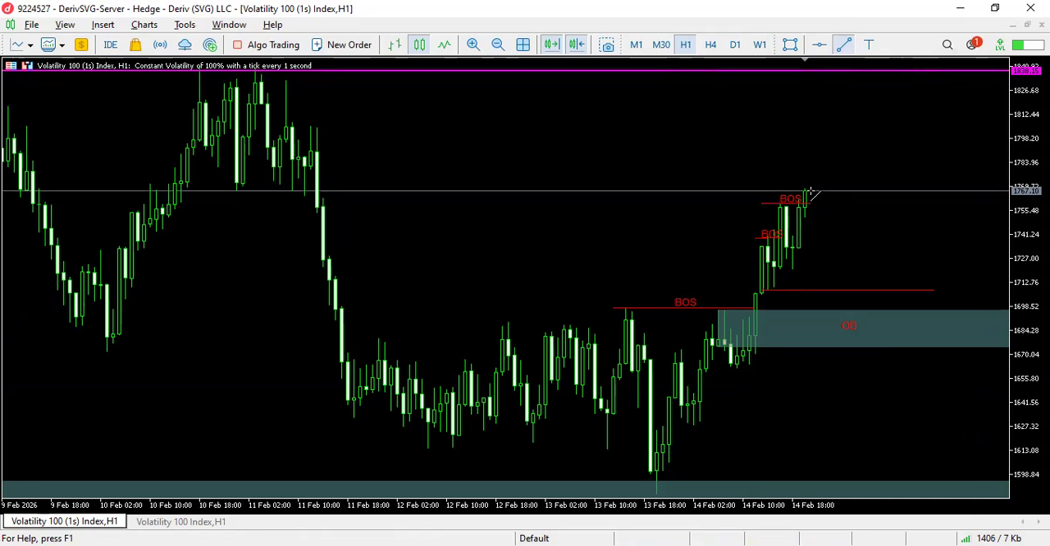Therefore, I'm expecting for price to still come back and mitigate my order block or retest my order block, and then still give me a push to the upside until that resistance area. That is the setup that I'll be watching out for this week.